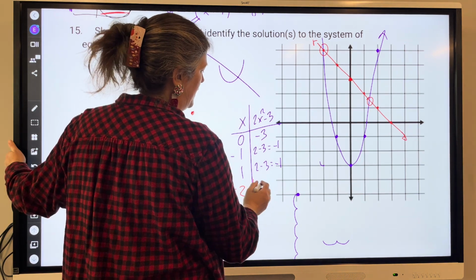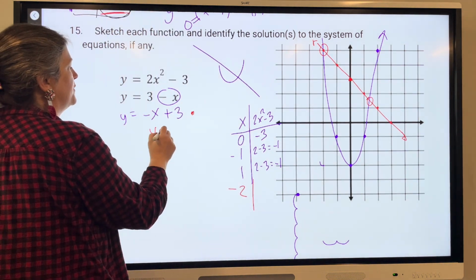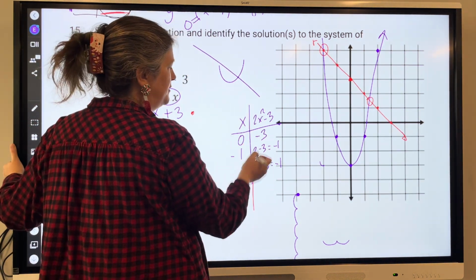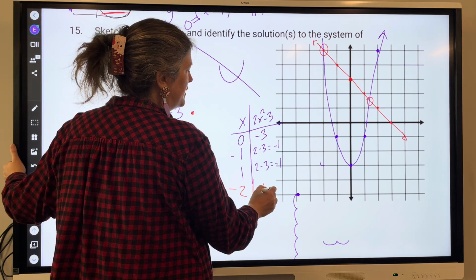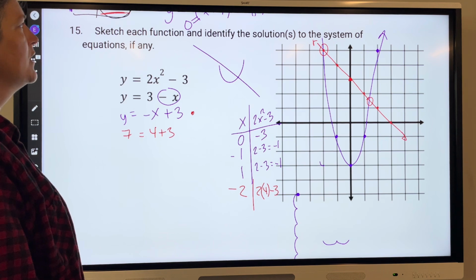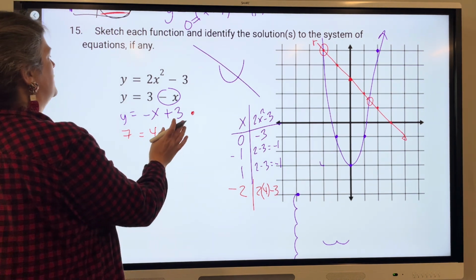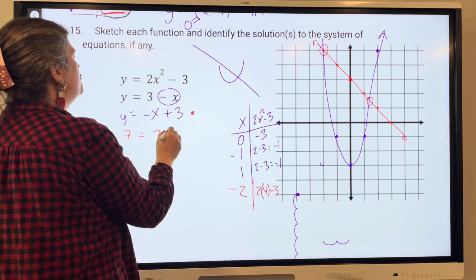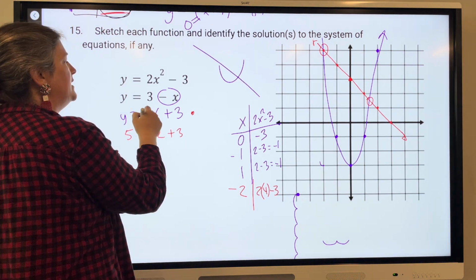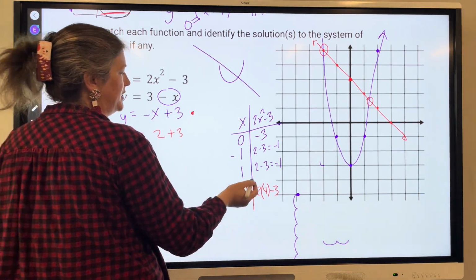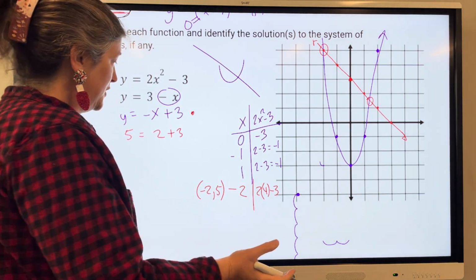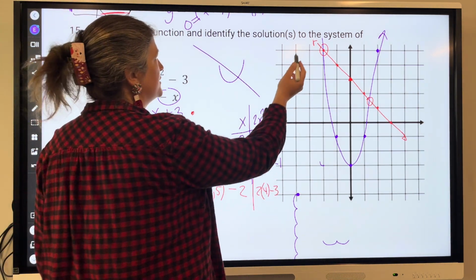-2. -2 makes 4 plus 3 is 7. So I'm expecting 7 here, but I'm going to carefully plug it in. 2 times -2 squared is 4, minus 3, 8 minus 3 is 5. That's not 7. Oh, 2 plus 3. I don't know why I have 4. I was already thinking ahead of squaring. Sorry. Negative and -2 is +2 plus 3. Okay, so I got 5. -2. This is why I don't do numbers, guys. I'm sorry. But -2, 5 is one of my solutions.